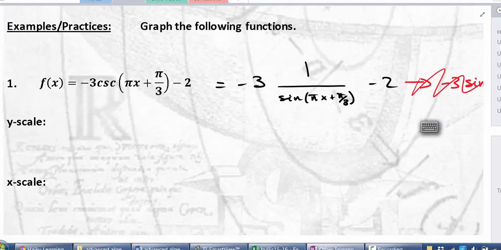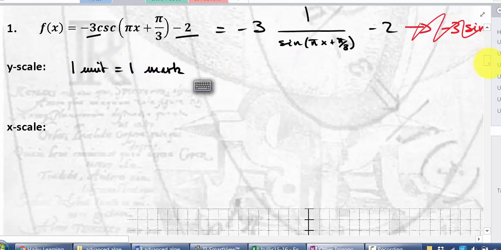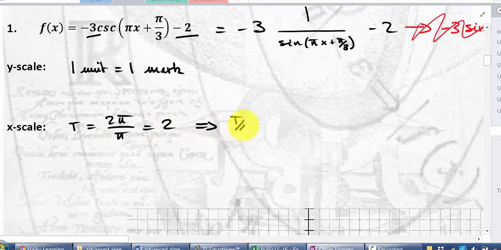Let's decide on our y scale. Looking at this, the y scale is easy, that's 1. One unit equals 1 tick mark. Let's decide upon the x scale now. You have to be careful for this one. That's the most important one. What's the period? 2 pi divided by pi, and so it is 2. Therefore, 1/4 of the period is 1/2. It's going to be an important number. I will have to count in 1/2 to jump.